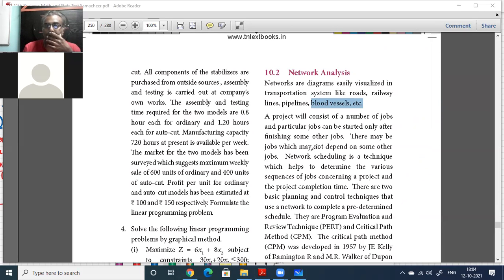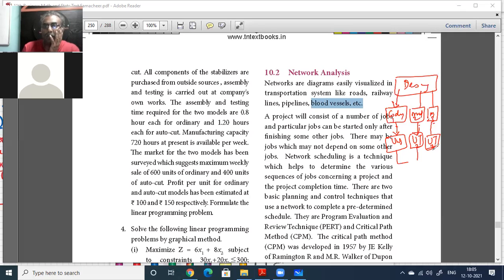So there may be many jobs which may not depend on some other jobs. For example, once I finish design, let us say that one boy is doing the coding for module 1, another boy is doing the coding for module 2, and a third boy is doing the coding for module 3. Three fellows are doing the coding, and this fellow will do the unit testing for the first program, this fellow will do unit testing for the second program, and this fellow will do unit testing for the third program. That means all these three activities can happen in parallel.